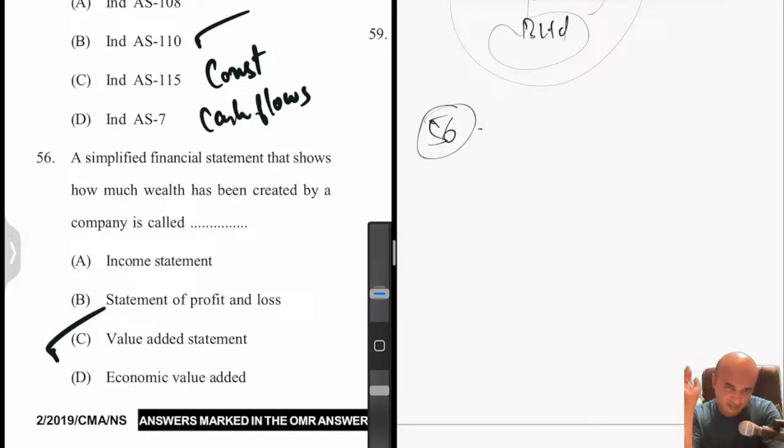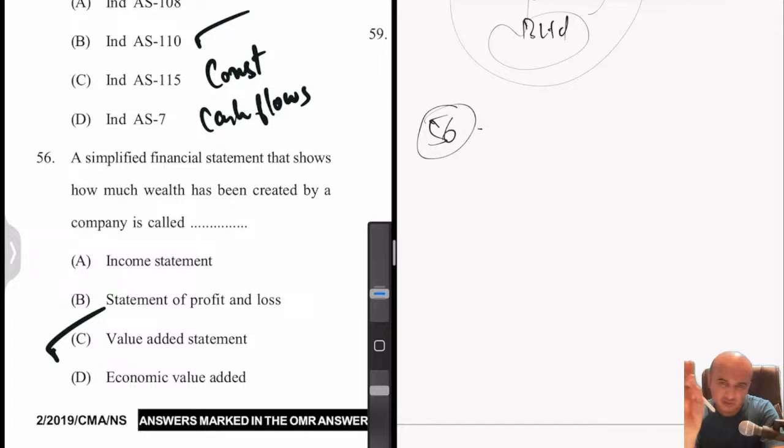How do we calculate this? Very simple. We calculate this by subtracting the cost of goods sold from the company's revenue. So this value added statement is a useful tool for investors and creditors to assess a company's financial performance. So that is what it is.